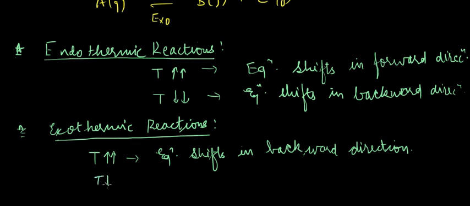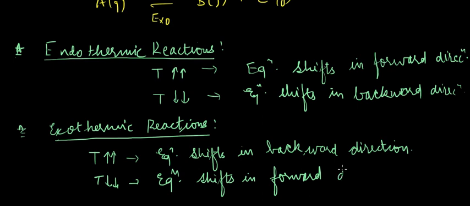And as the temperature decreases, or we are taking away heat from the reaction mixture, equilibrium shifts in the forward direction. So this is the ideal condition for an exothermic reaction, because an exothermic reaction itself wants to release energy, and if we are taking energy away from the system, the reaction will go in the forward direction to form more products, and side by side release more energy in the reaction mixture.